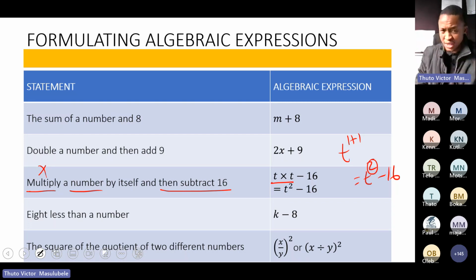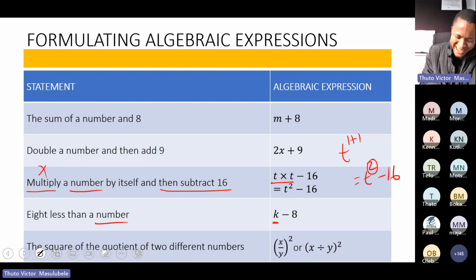Very important. One thing about mathematics, these topics link with each other. If you know the concepts in exponents, then it will be very easy for you to understand algebra as well. So every topic matters, grade 8 learners. Now the next one says 8 less than a number. Again, we don't know what that number is. Because we don't know what that number is, we assign a variable, and that variable can be any letter of the alphabet. In this case, we chose K.